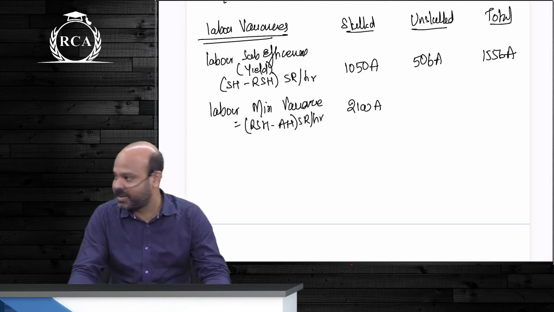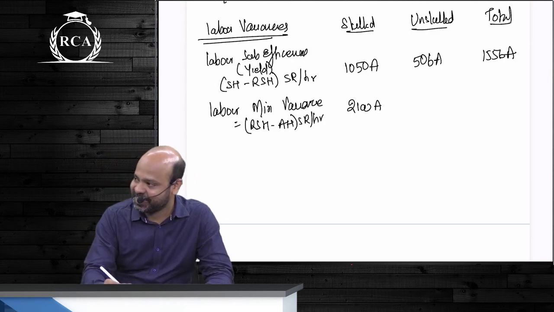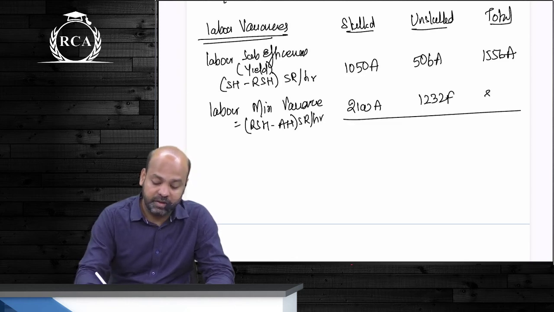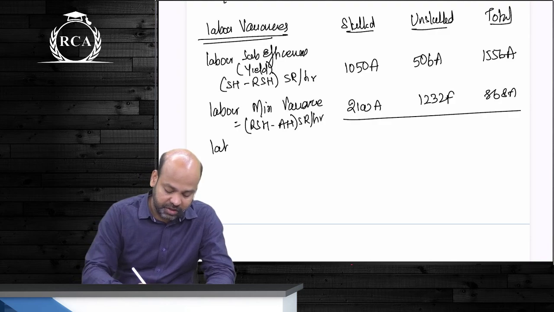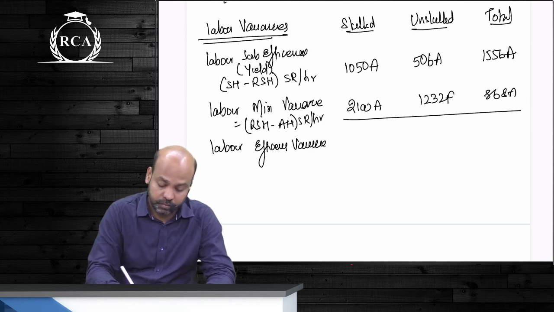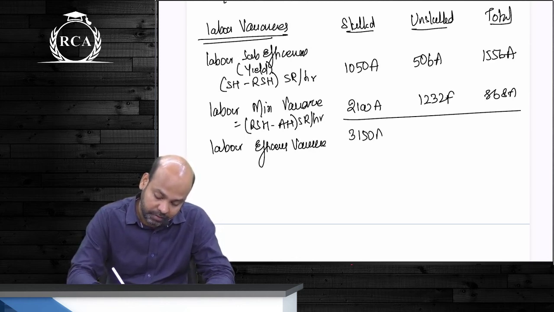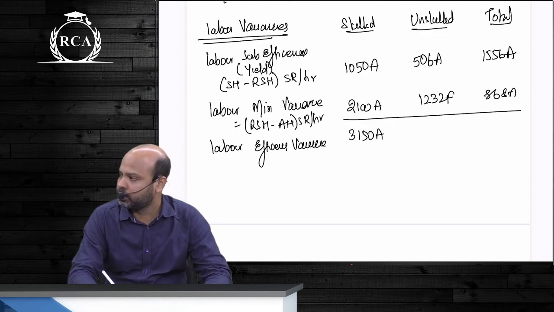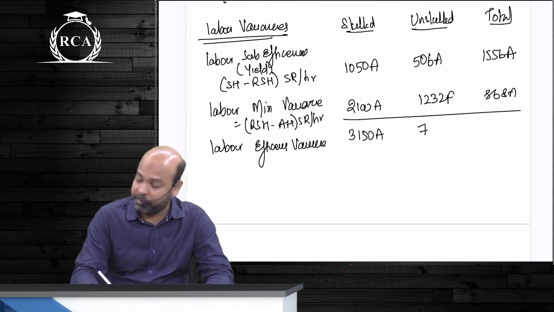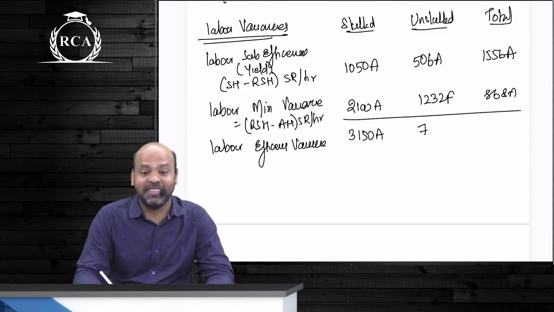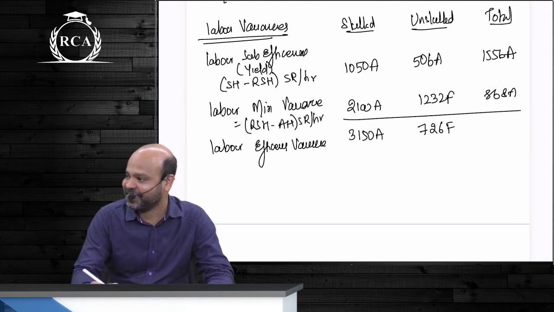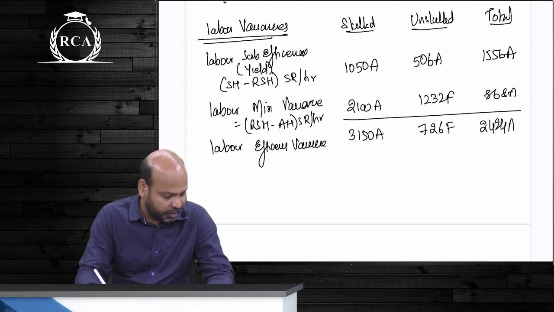For a change, guys, we have 1, 2 put together beta, 868. For labor efficiency you can club both these variances, guys, and write the answer. 3150 adverse. One plus, one minus, beta. 726 favorable. Put together, guys, 2424 adverse. So we are done with the fourth bit also, guys.